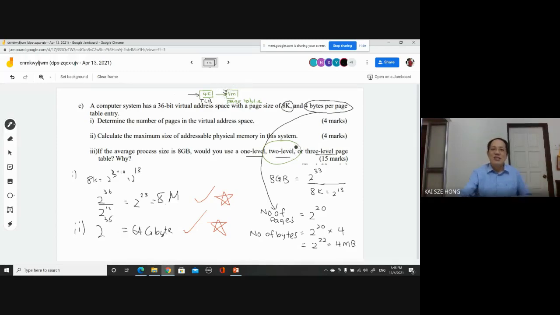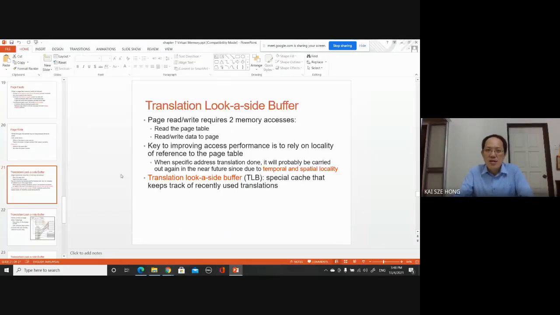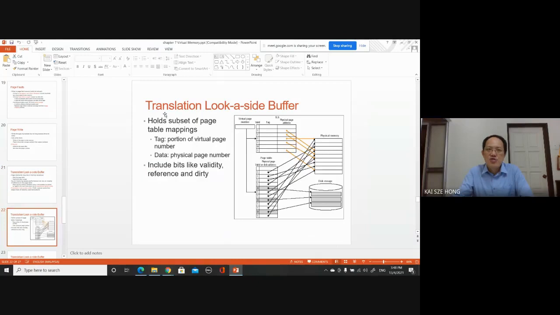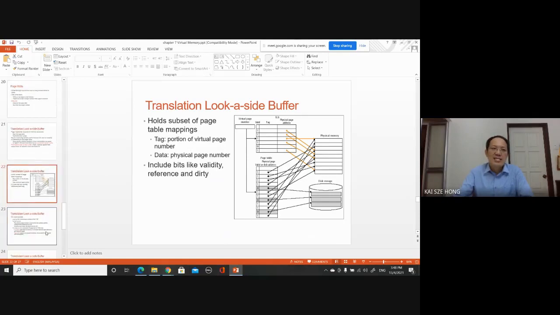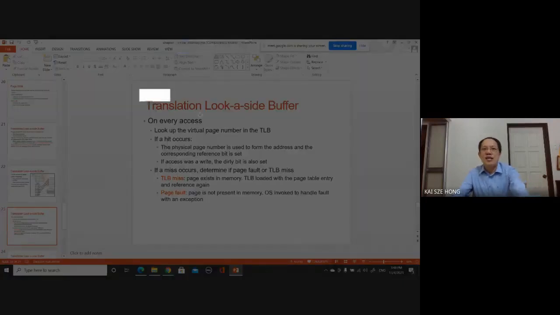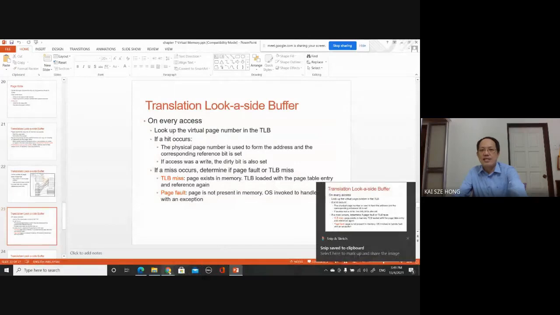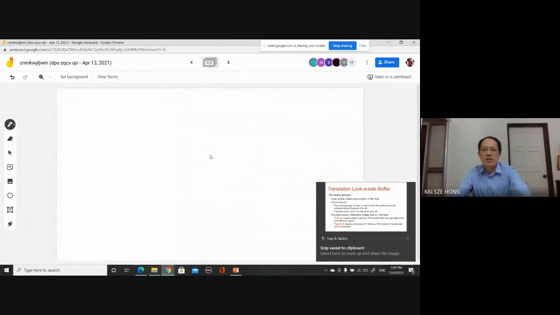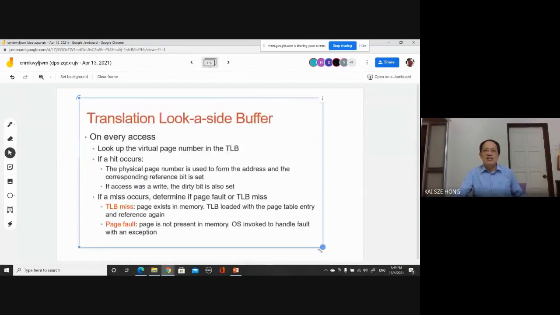Then why? You can tell about this. You can say the translation look aside buffer holds a subset of page table mapping. So on every access, you look up the virtual page number in the TLB first. Then if TLB does not have that entry, then only you go to the page table to find it. So this is the whole process. You can actually copy this. Let me copy a bit and I put in there. So this will be your answer. As long as you explain this answer, then you will get the correct one.